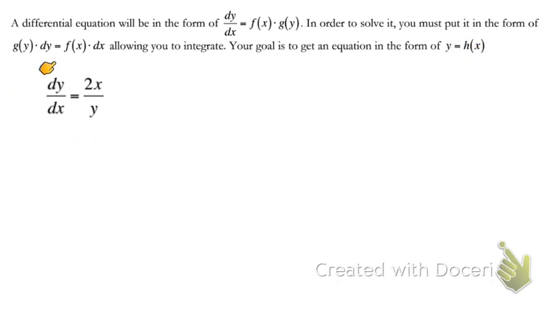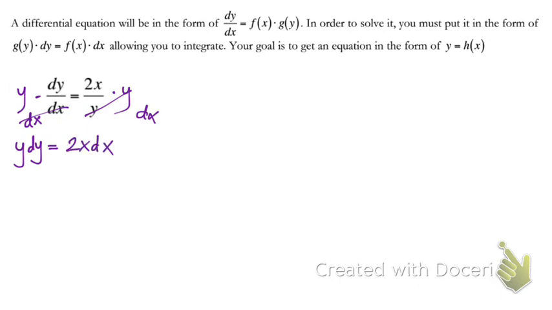So, for example, here we have our first example: dy/dx equals 2x over y. Notice that we have x's and y's on the right-hand side, and we have this dy and dx on the left-hand side. The first thing we're going to do is separate the variables. We do that by multiplying both sides by y to get rid of it on the right, and then multiplying both sides by dx to get rid of it on the left. So I get y dy is equal to 2x dx.